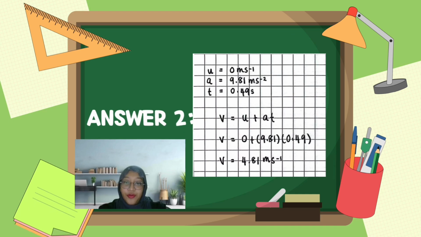Answer 2. We have the initial velocity, which is 0, the acceleration, which is 9.81 meters per second squared, and the time is equal to 0.49 seconds. And then we use the formula v = u + at, and we substitute all the values that we have into this formula, and we get v = 4.81 meters per second.